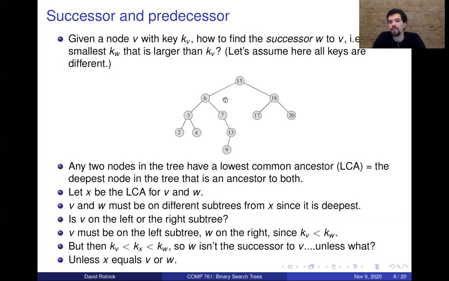Like 7 is an ancestor of 9, so the successor of 7 is 9 here. What is the successor of 9? 9's successor is 13, and 13 is an ancestor of 9. What is the successor of 13? It's 15. Well, 15 is an ancestor of 13. We don't know which way around it is. Sometimes you find the successor and it's below you. Sometimes it's above you, but it's either straight above, or straight below you.